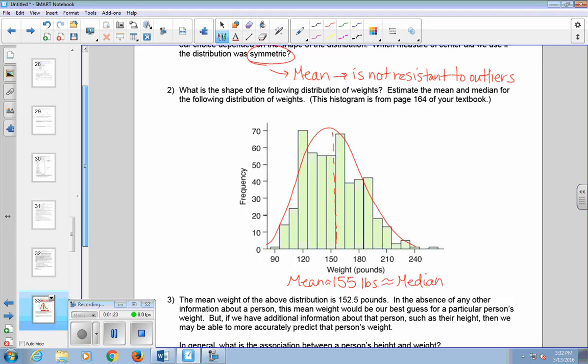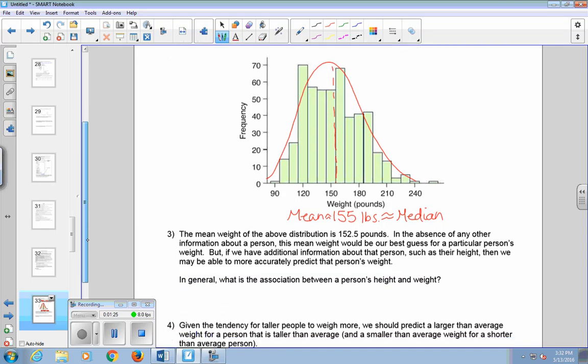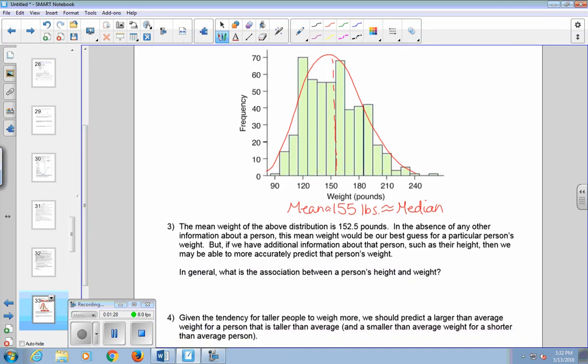Okay. All right, so number 3, turns out the mean weight of the above distribution is 152.5 pounds. In the absence of any other information about a person, this mean weight would be our best guess for a particular person's weight. But if we have additional information about that person, such as their height, then we may be able to more accurately predict that person's weight.